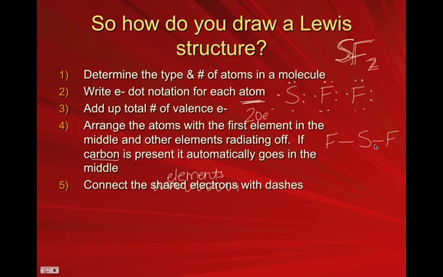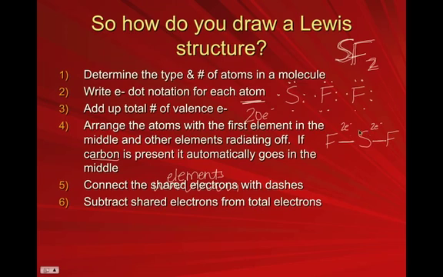Step 5, done. Step 6, subtract the shared electrons from total electrons. Remember, each line refers to 2 electrons. So that line is 2 electrons, this line is 2 electrons. So our total shared electrons right now is 4. We subtract it from this 20. 20 is our total electrons, minus the 4 that we have sharing going on right now. So that means we have 16 electrons left.